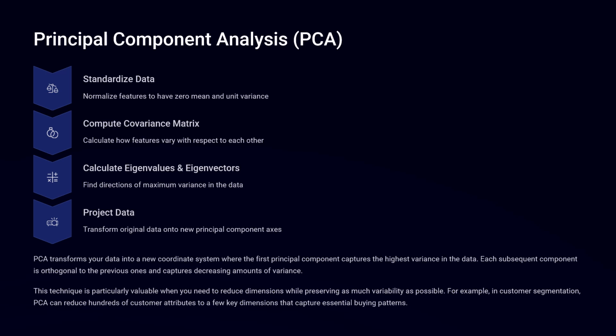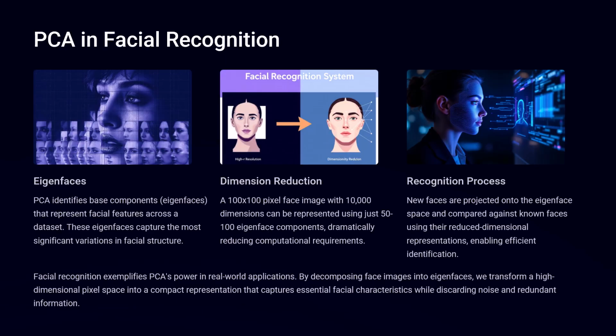PCA transforms your data into a new coordinate system where the first principal component captures the highest variance in the data. Each subsequent component is orthogonal to the previous ones and captures decreasing amounts of variance. This technique is particularly valuable when you need to reduce dimensions while preserving as much variability as possible. For example, in customer segmentation, PCA can reduce hundreds of customer attributes to a few key dimensions that capture essential buying patterns.